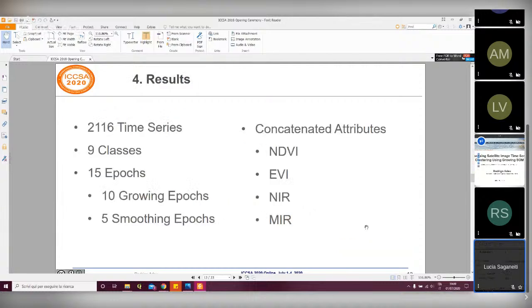So here we have some characteristics of the data set. It's composed of 9 classes. We ran for 15 epochs, 10 for growing and 5 for smoothing. And each time series has 4 attributes of vegetation index concatenated. So I will present you the results of this work. The next one, please.